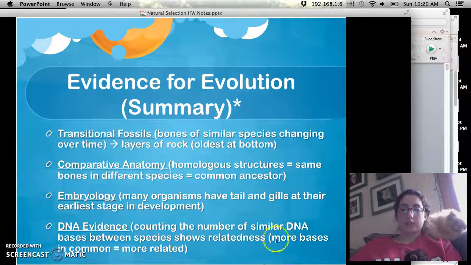Good, so this is the summary of what we did in the lab. Make sure you have at least this title and these 4 words. And then if you want to write any notes to help you out, I would recommend it because you will need to explain why we believe evolution to be true.